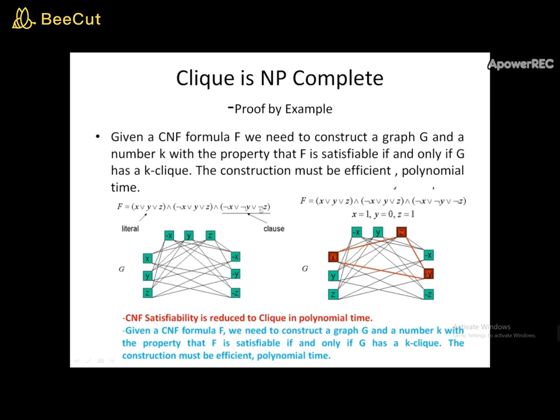Then not x, not y and not z, I put it here. Then after I form this, I have to draw the edges. Between the same clause, I'm not supposed to draw edges, and between x and minus x, that is complementary literals, I'm not supposed to draw edges. So after constructing the graph, I form the maximum k clique.